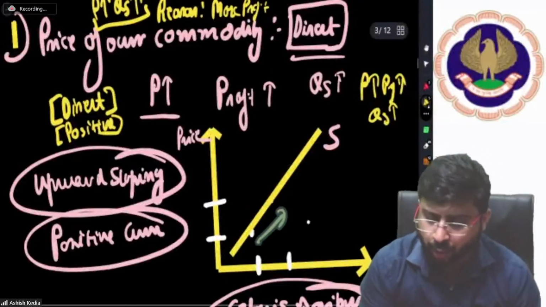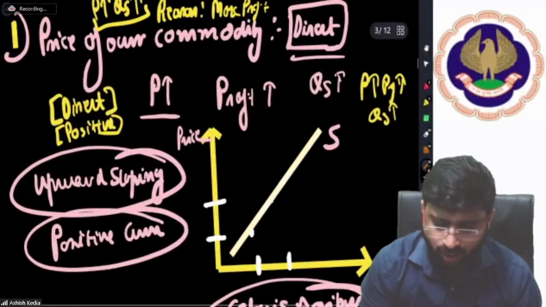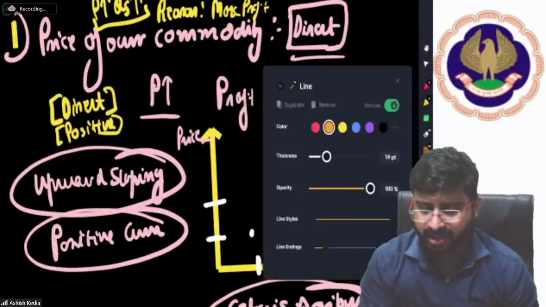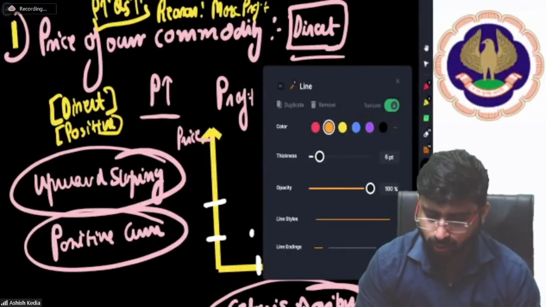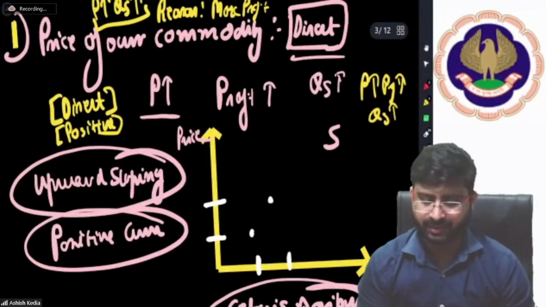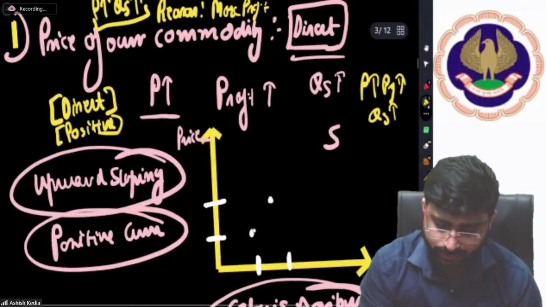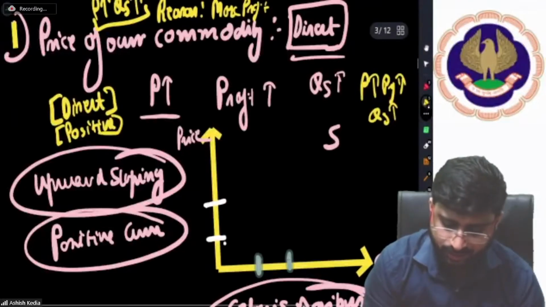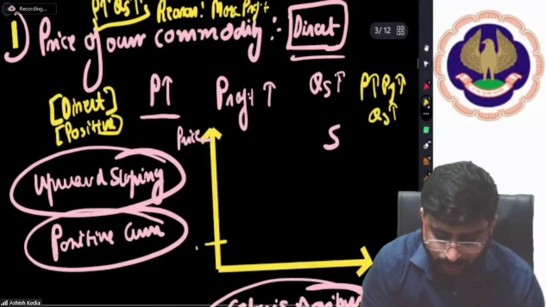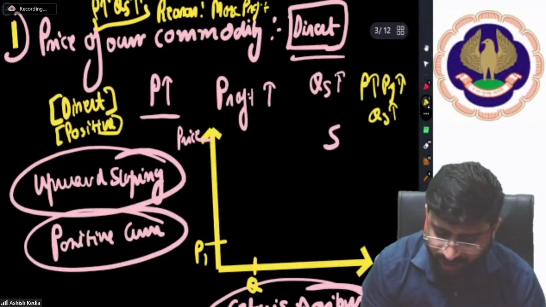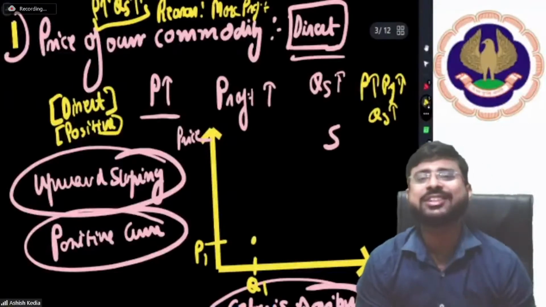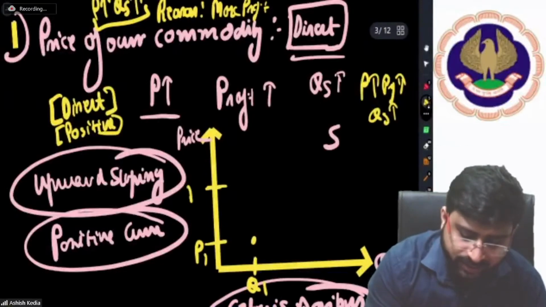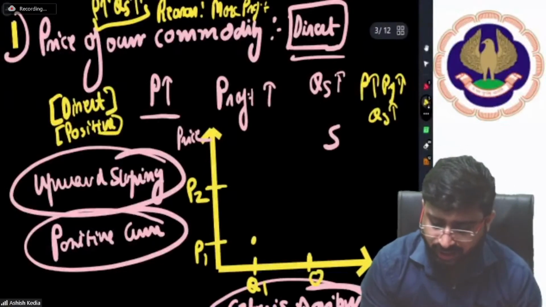Sir, can you help us out, like how did we plot this? Okay, I am helping you out. Pay attention, friends. Suppose this is the price P1, and this is the quantity Q1, where the price and quantity intersect. Obviously at this point. Suppose price rises to P2, then quantity rises to Q2.